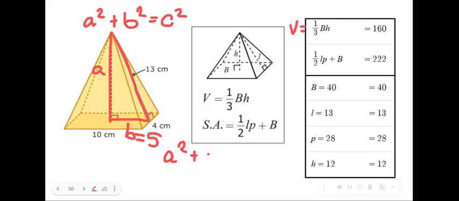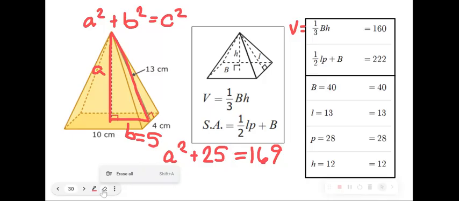A squared plus b squared, 5 squared is 25, equals c squared. C squared, 13 times 13 is 169. We can subtract 25 and take the square root, and you end up with 12. Okay, so that's how you figure out your height or your slant. Maybe you're missing your slant. You need to do the same thing.